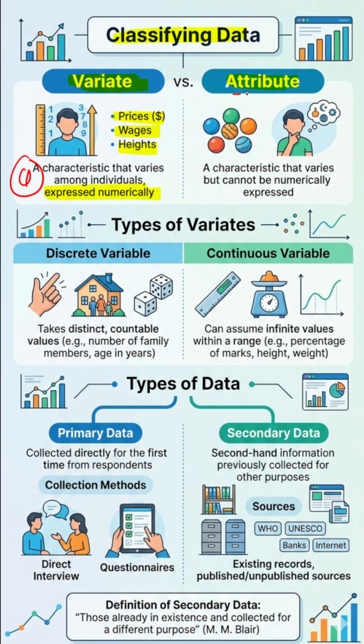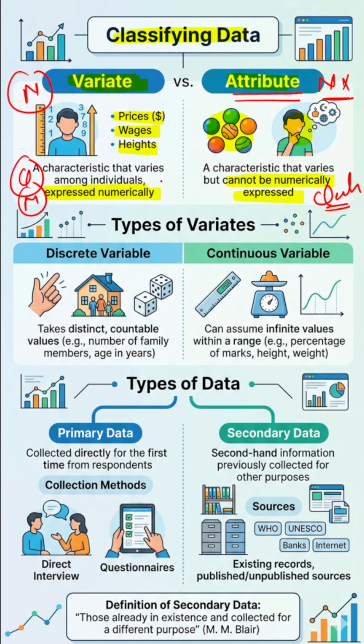Now, next is the attribute. Attribute means data which cannot be expressed numerically. For example, the color of a ball, or your opinion. These are attributes which cannot be expressed in the form of numbers. So, you can call it qualitative data. Variate means simply numbers, and attribute means simply non-numbers.